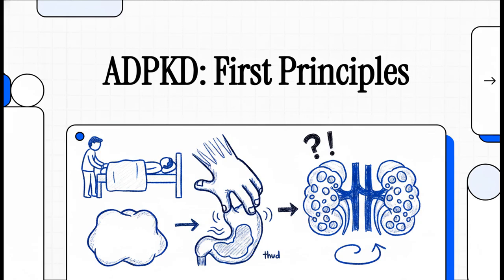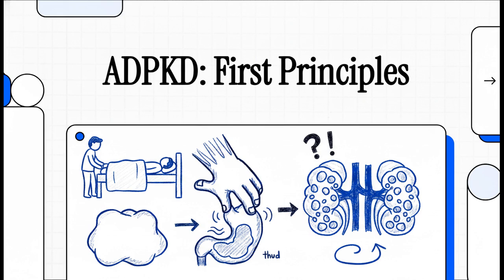Picture this. You're standing right there at the bedside. Your hand presses firmly into the patient's left upper quadrant, and you feel it, a distinct, substantial mass. Instantly, your clinical instinct fires up, and you think, okay, an enlarged spleen.